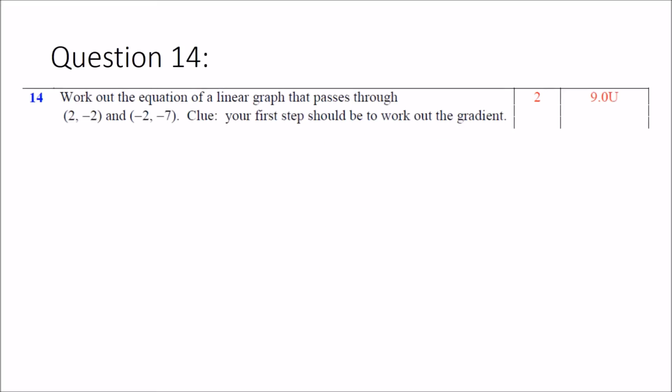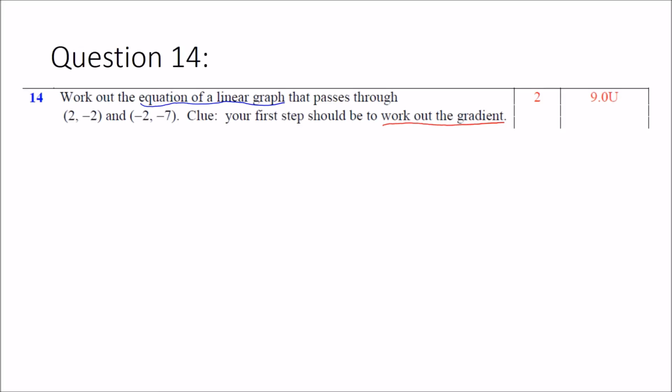Moving on to question 14. Now, question 14 is one of the ones that's really tying everything together to find the equation of a linear graph. Now, this is what I went over in class in the last lesson. Now, it does give you a nice big hint here. Your first step should be to work out the gradient, which is what you need to do in any case when you start off with 2 coordinates.